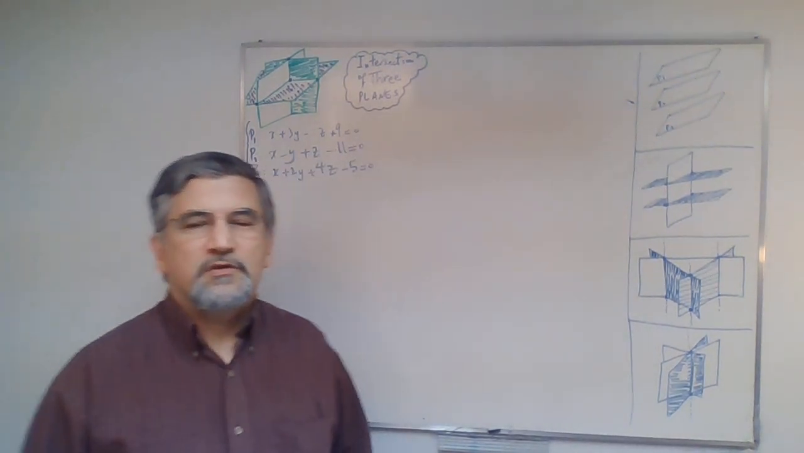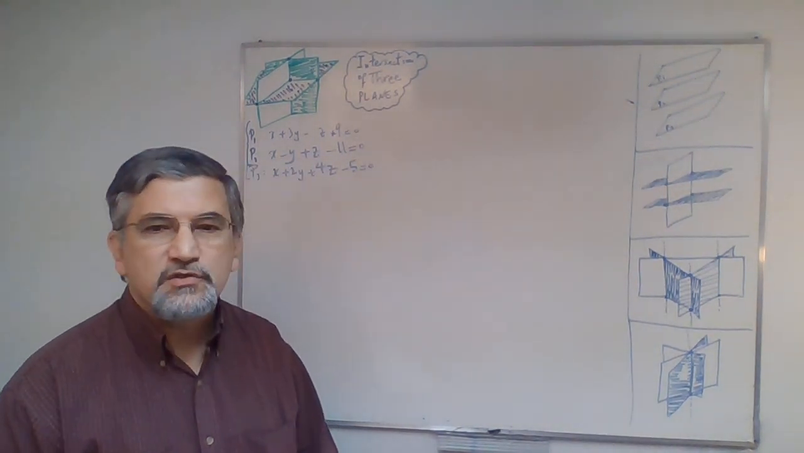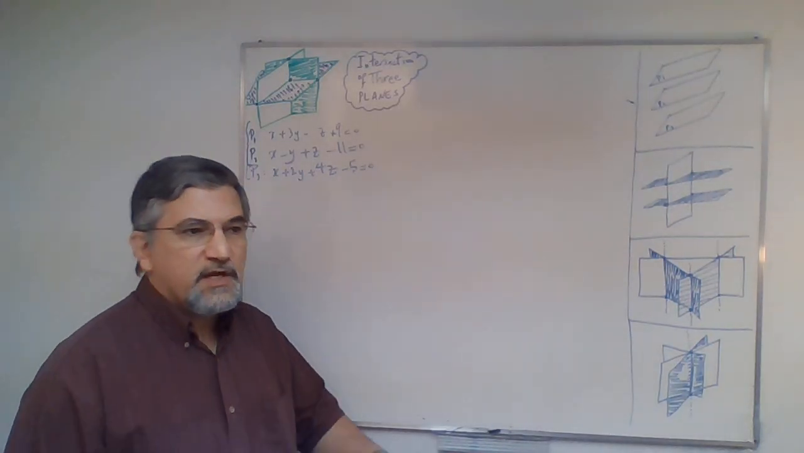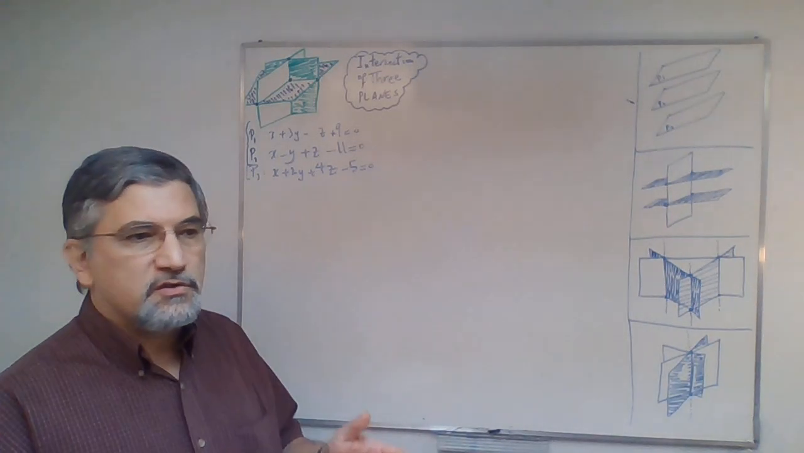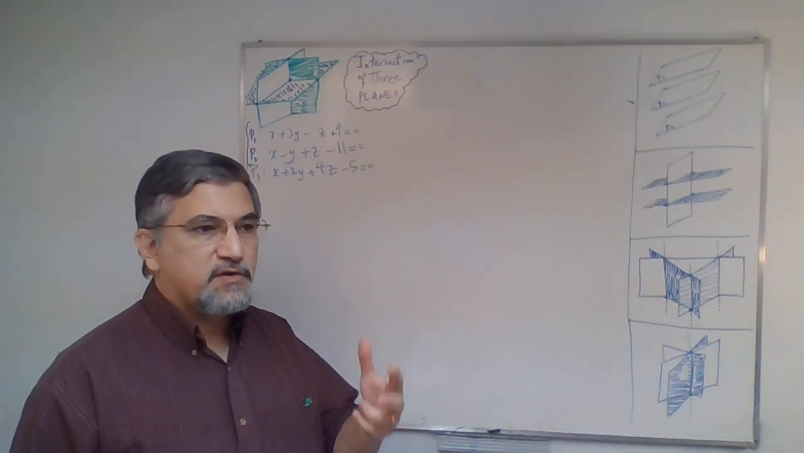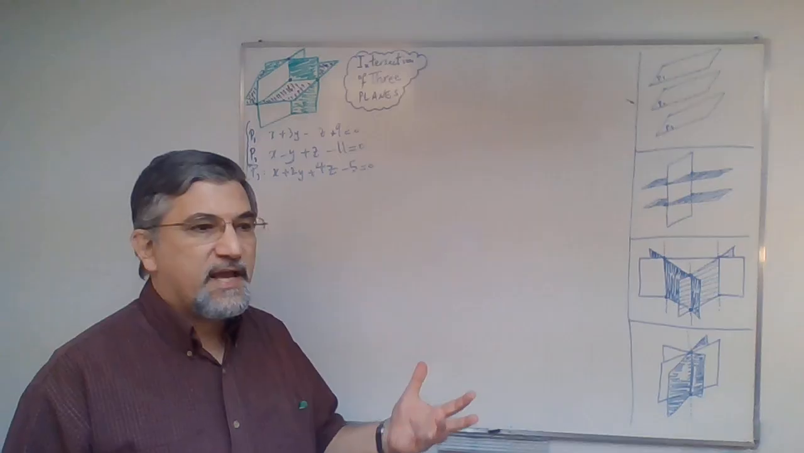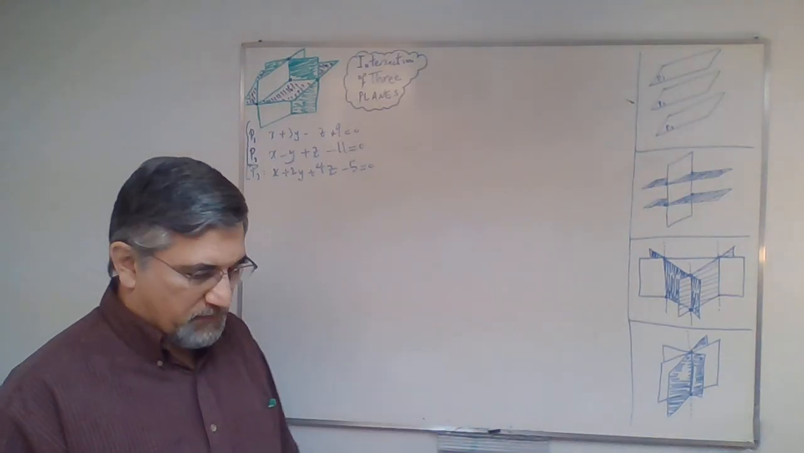Hello everyone. We want to discuss the intersection of three planes in this lecture. When you have three planes in total, there are eight possibilities. Three planes can have eight scenarios happening in terms of their intersection.